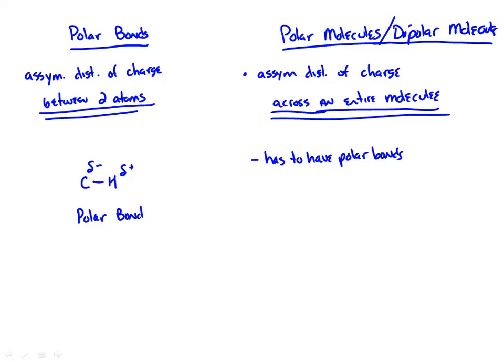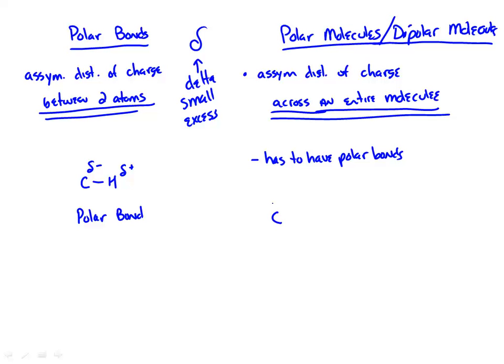right? So that, remember, is the symbol delta. It means a small excess. And so what we're saying is there's a small negative charge on the carbon and a small positive charge on the hydrogen, not like a full plus and minus charge in an ionic molecule. So it's a weak example of that. So that's an example of a polar bond.